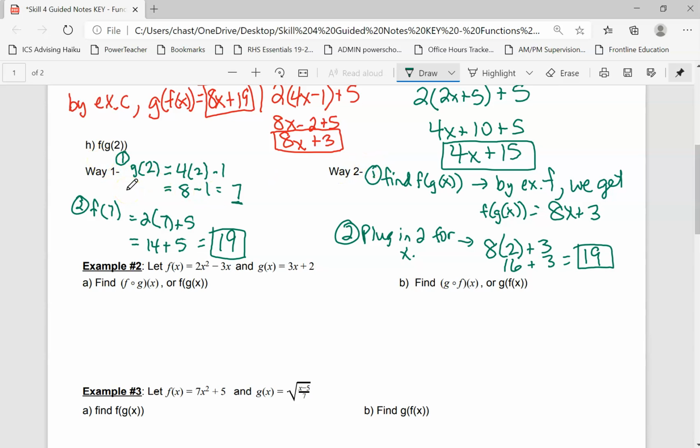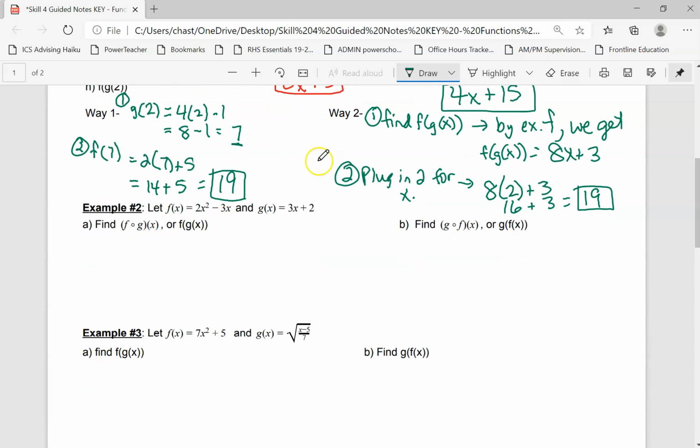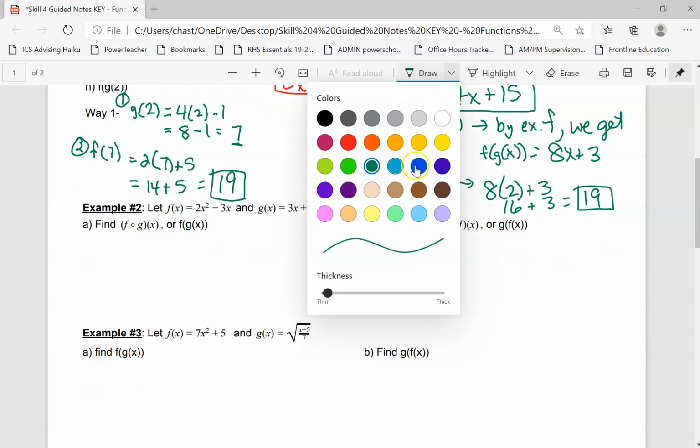We're going to do some more practice with finding composition functions, and then we will look at how we do it from tables and graphs. Okay, let me change colors here.